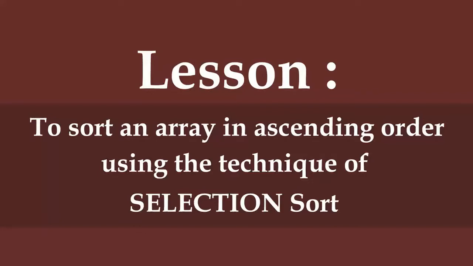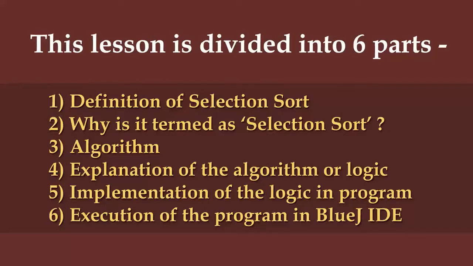Today our lesson is to sort an array in ascending order using the technique of selection sort. This lesson is divided into 6 parts. At first I will tell you the definition of selection sort. Next you will be told why it is termed as selection sort. After that the algorithm, and then I will explain the logic of the algorithm. Next the implementation of the logic in a program, and after that the execution of the program in BlueJ environment.